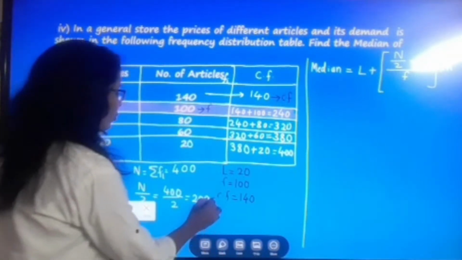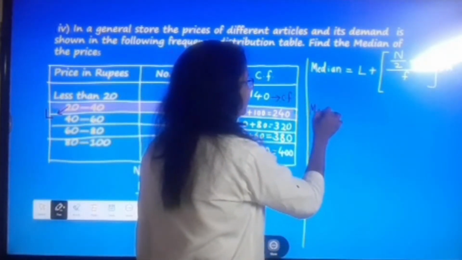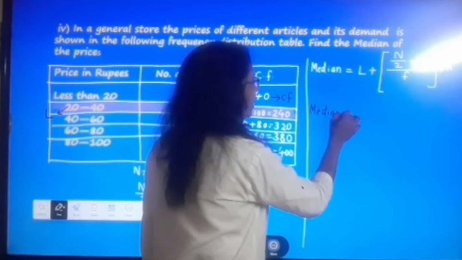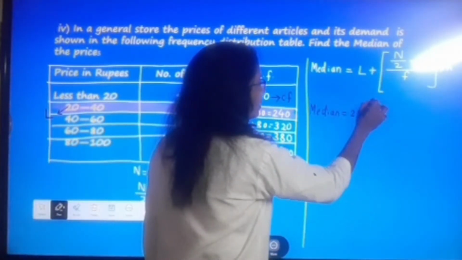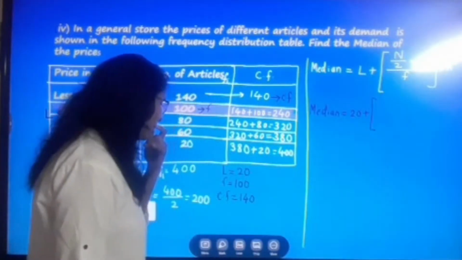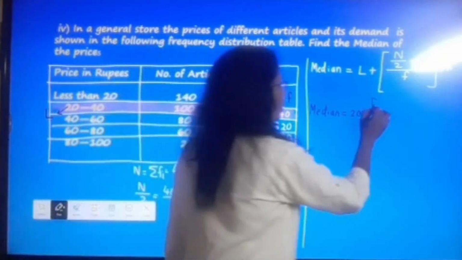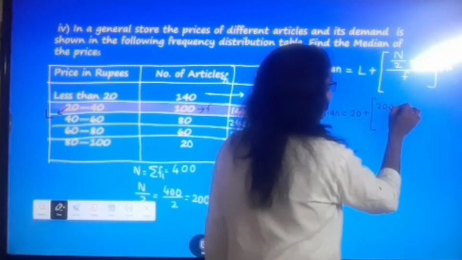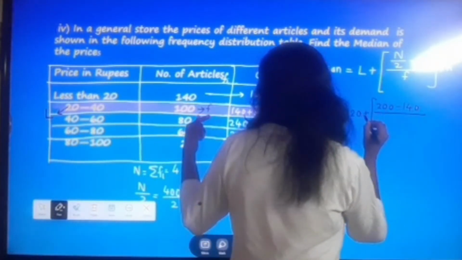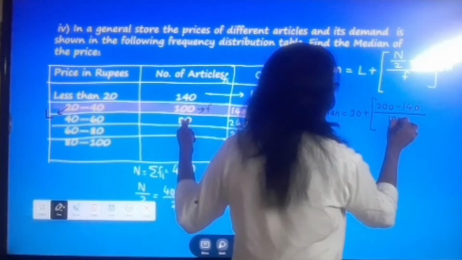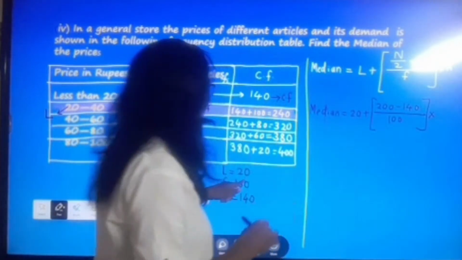So now put these values in this equation. The median is equal to L, that is 20, plus n upon 2. We calculate here n upon 2, 200. So directly you put this value. So 200 minus CF 140, and then here f. So here f is 100, and multiply h, that is equal to 20.